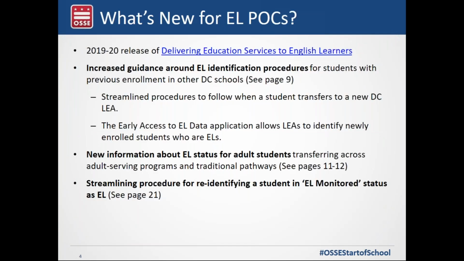Before we dive into using the app, I will point out several key resources and pieces of information that are critical for serving your school's English learners. First, the 1920 release of OSSE's English Learner Policies and Procedures is available on the OSSE website, and it is also attached as a handout to this webinar. This document should be your go-to reference for EL-related questions. It contains additional clarification and guidance on EL identification procedures, EL status for adult serving schools, and re-identifying previously exited English learners.